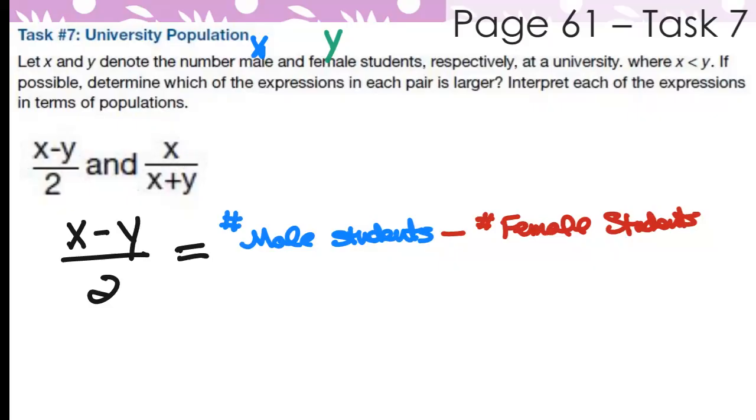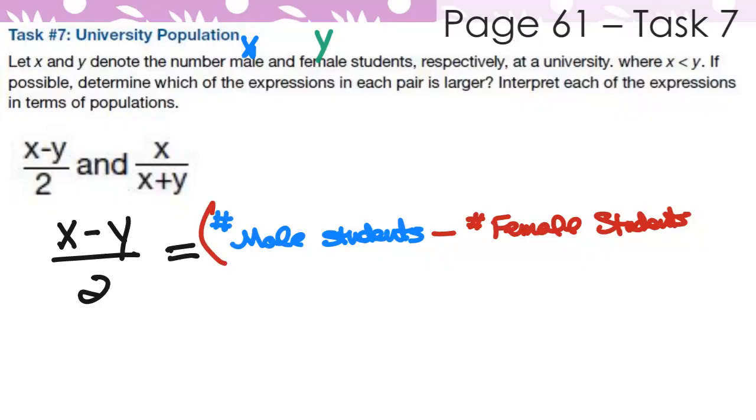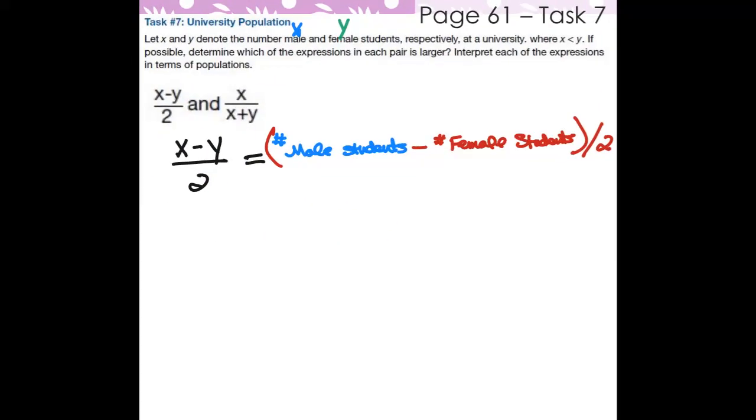Okay. And that is all, once we have that answer, divided by 2. So the male students minus the female students divided by 2. Now, that's not a very easy thing to talk about as far as what it means in terms of the population. But hang on to that for just a minute, and let's look at the second expression, which is X all divided by X plus Y.